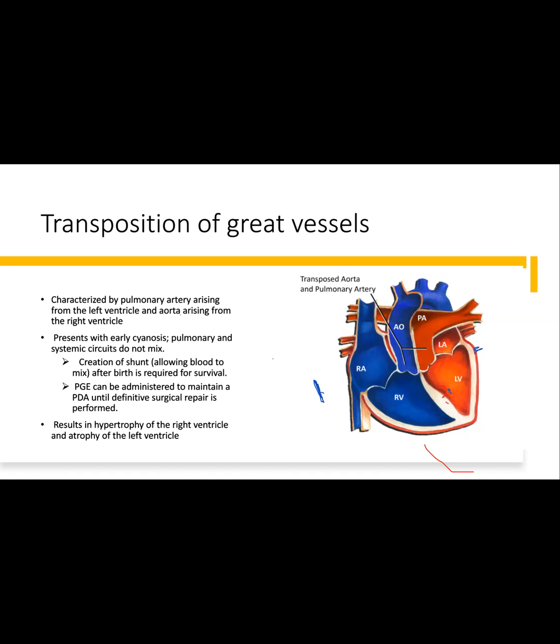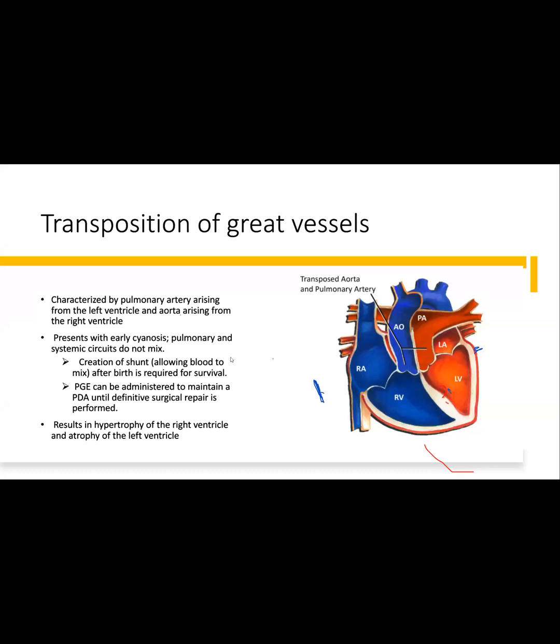And then this is a second type of cyanotic heart defect. So this is a transposition of great vessels. And here, what happens is that the aorta arises from the right ventricle, as you can see, and the pulmonary artery arises from the left ventricle, as you can see, and that's due to failure of the aortopulmonary septum to spiral.